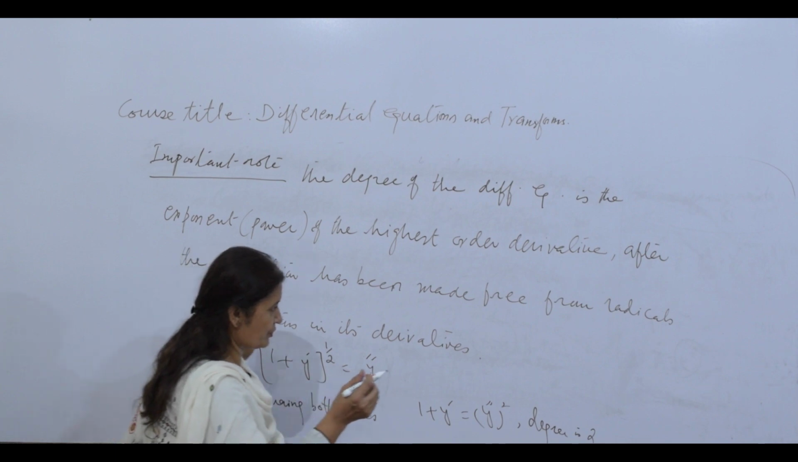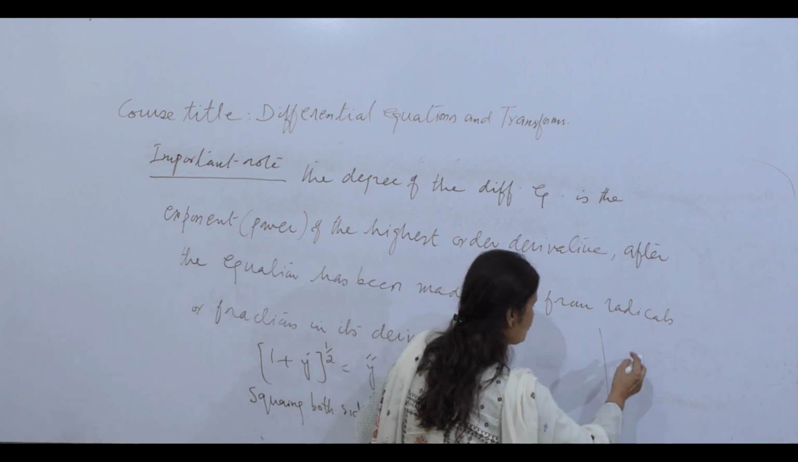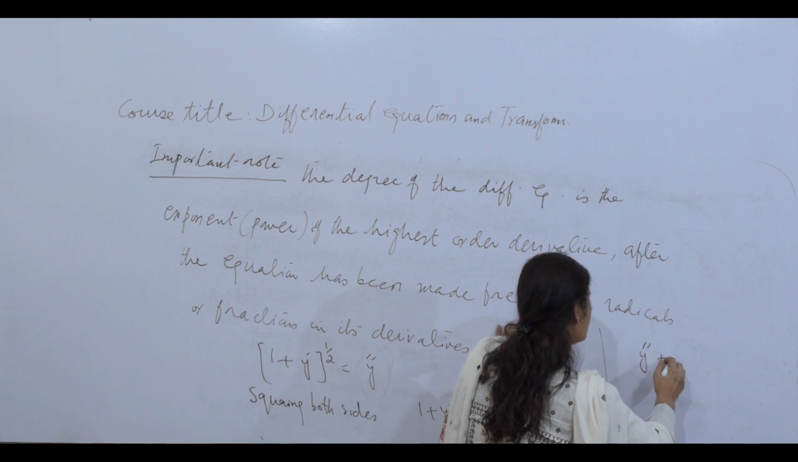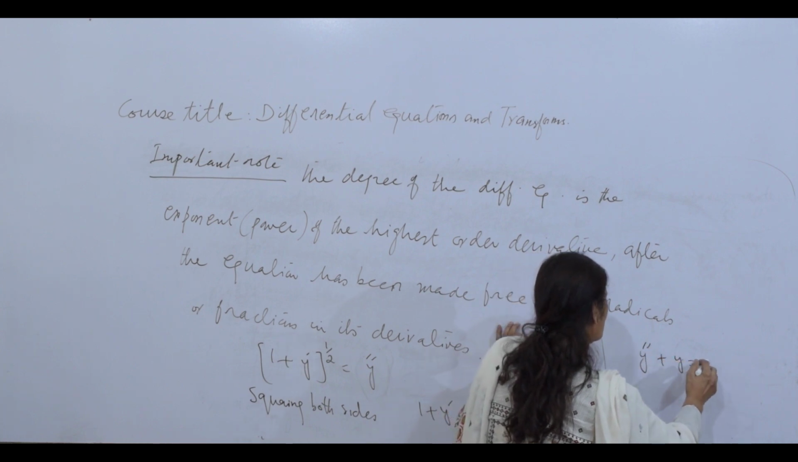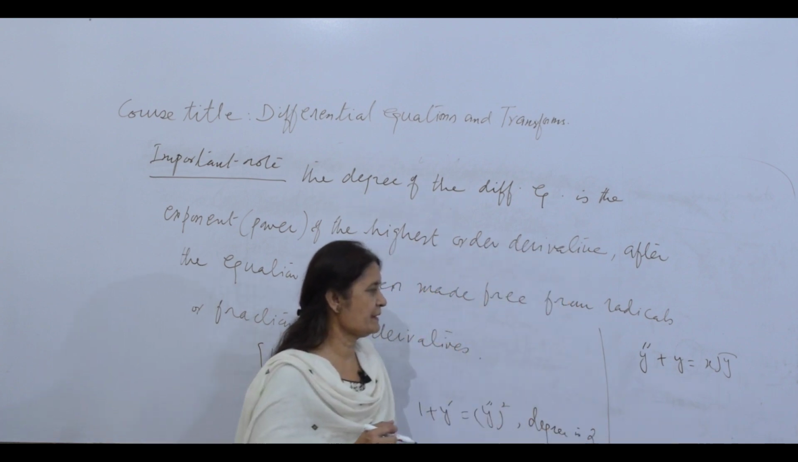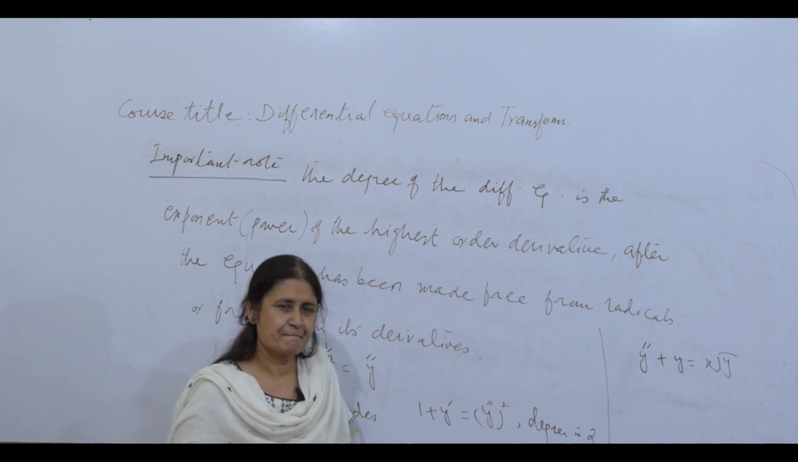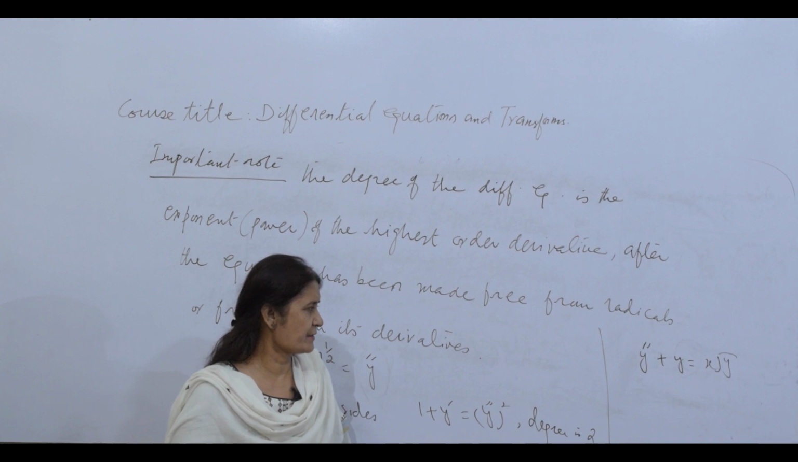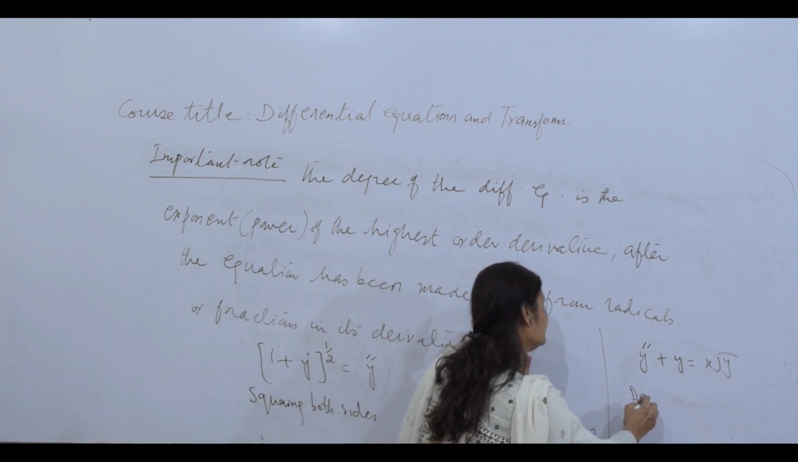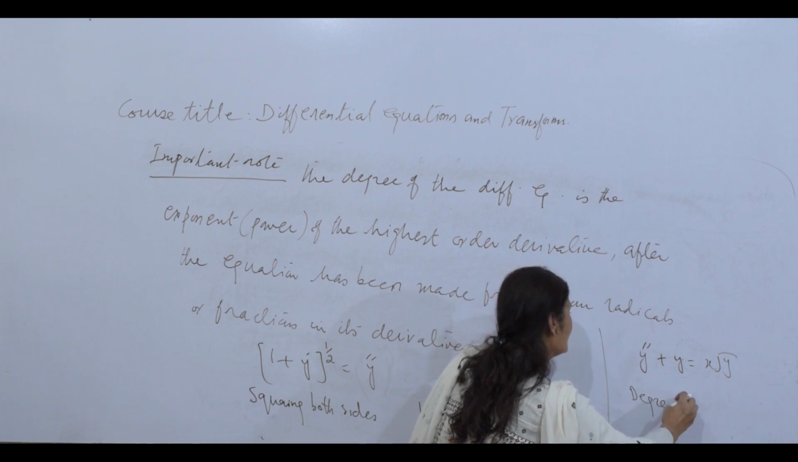And if I am going to have one more example, which is y double dash plus y is equal to x y under root. What will be the degree in this case? The degree is 1.